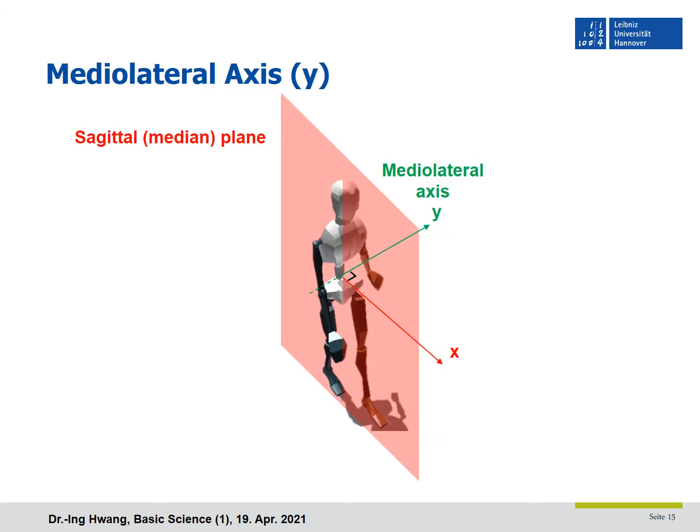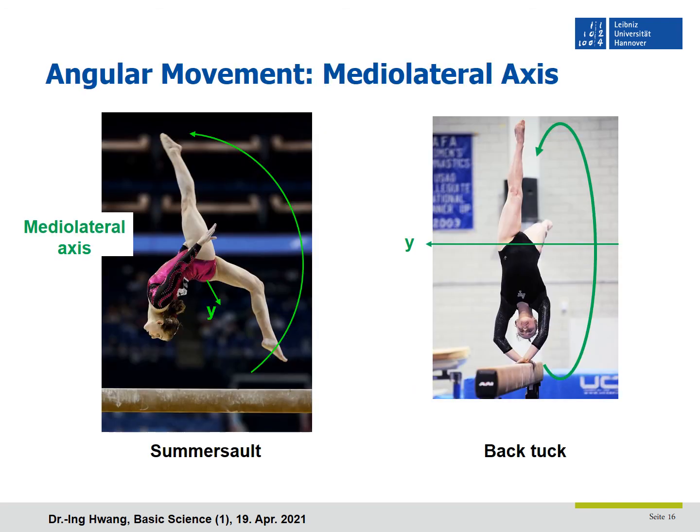The second is the medial-lateral axis. Rotating motion on the medial-lateral axis is well observed in the sagittal plane. This is because the medial-lateral axis is perpendicular to the sagittal plane. There are some examples of these kinds of motions.